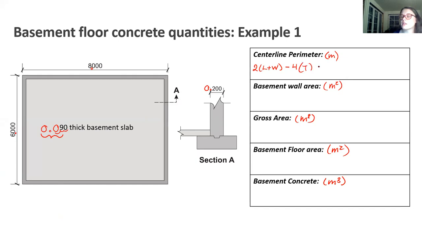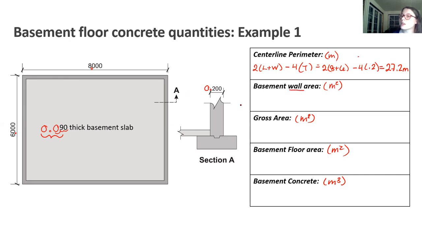Minus 4 thicknesses. And then as I calculate, it's going to be 2 times 8 plus 6, minus 4 times 0.2. If you put that in your calculator, you should find that that is equal to 27.2 meters. So that's our centerline perimeter. Now we know we can use centerline perimeter to find the area of the wall. So that's one of the things we're going to use to do.